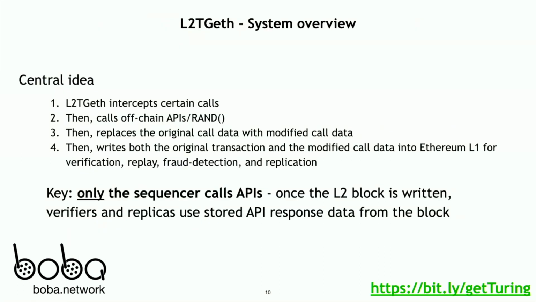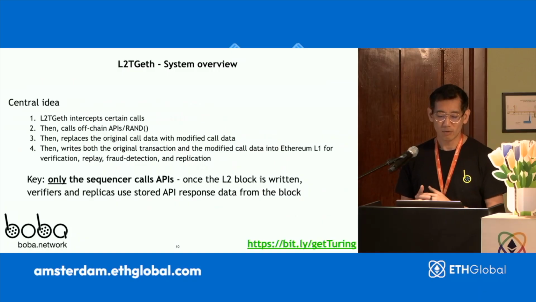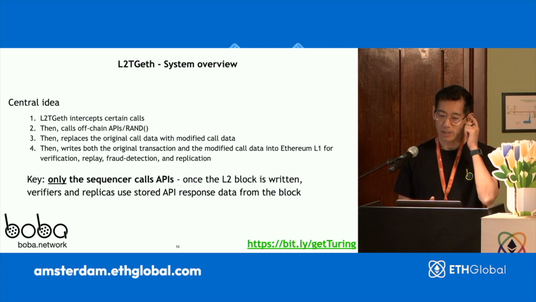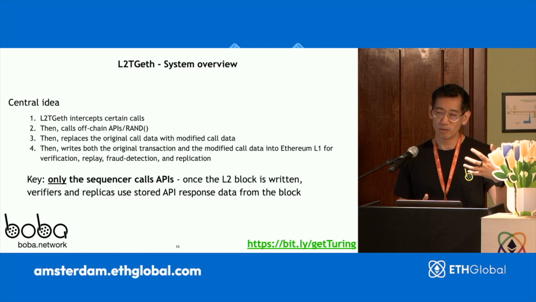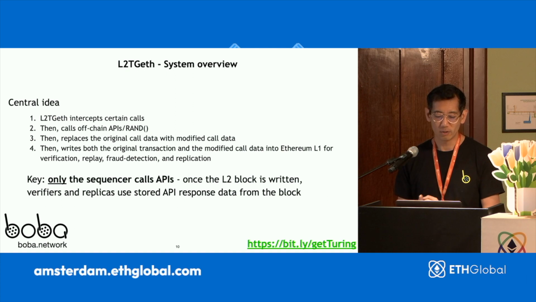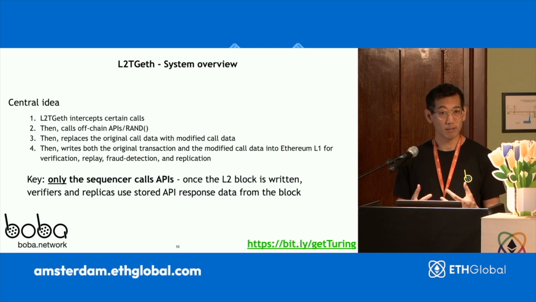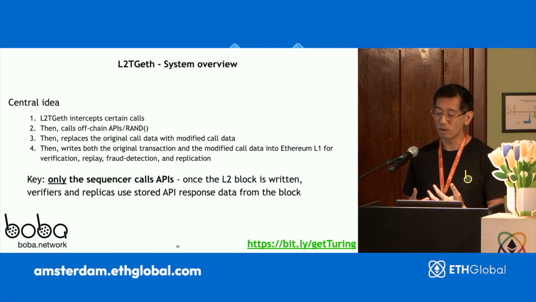Now, how does it work? Right, so let's look behind the scenes a little bit. Our L2 Geth is the one that actually makes the external API call on behalf of your smart contract. It will intercept certain calls that have Turing calls embedded in them, and then call the off-chain API or RAND to generate a random number. And when the results come back, our Geth would replace the original call data with modified call data that includes the responses that come back from the off-chain call.